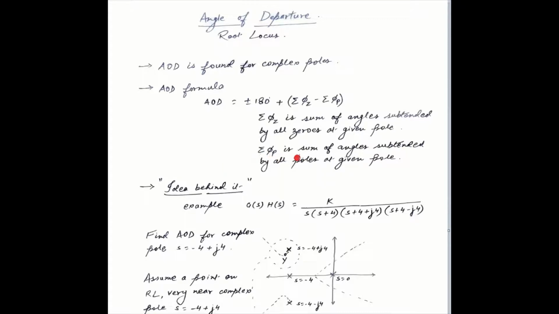Similarly, sigma phi p is the sum of all the angles which are subtended by all the poles in the open loop transfer function, and all these angles should be subtended at that given complex pole at which AOD is to be found out. Now, the motive of this video is to discuss the idea behind this formula and how we are getting angle of departure from this formula.